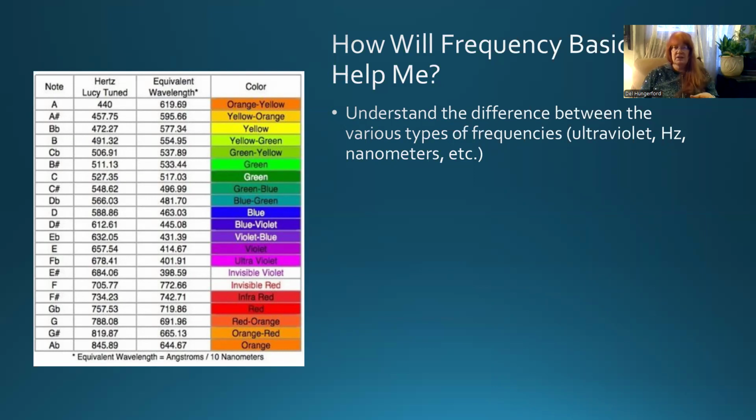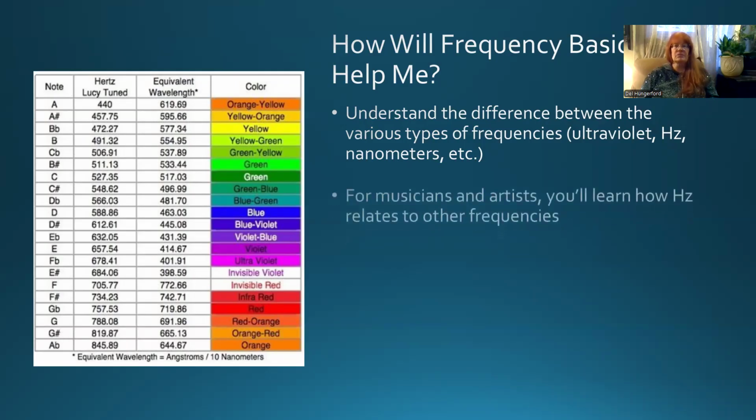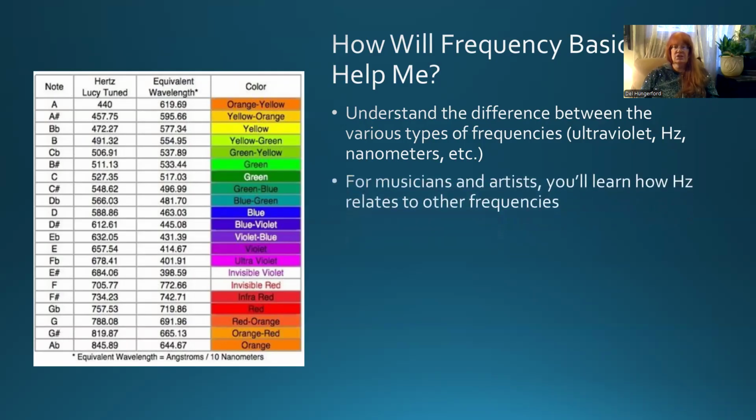You will notice on this chart that it says here the note B sharp or C. That is green. Any of the charts that show you that C is red are wrong. I had a friend who did the math, and I've double checked it a few times, so this chart is accurate. For musicians and artists, you'll learn how hertz relates to other frequencies, and I show that example with this chart. And you learn how to determine which frequencies are best for you.